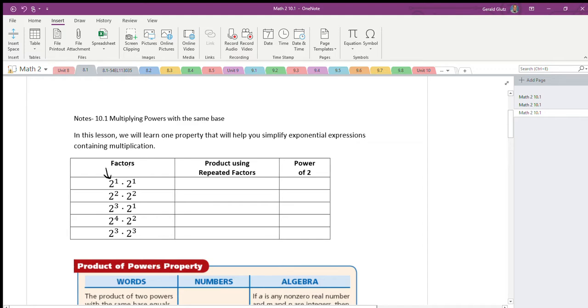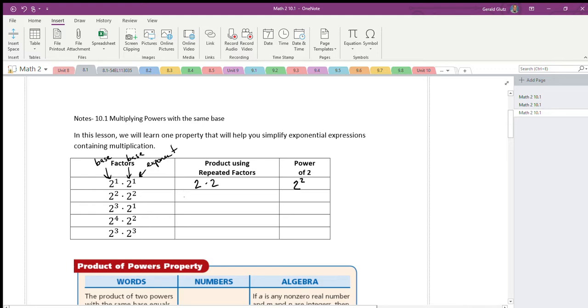So just so we're all on the same page, this 2 is the base, and then 1 over here is the exponent. So I've got a base and an exponent. If they have the same base, 2 to the 1 times 2 to the 1 is 2 times 2, that's 2 to the power of 2.